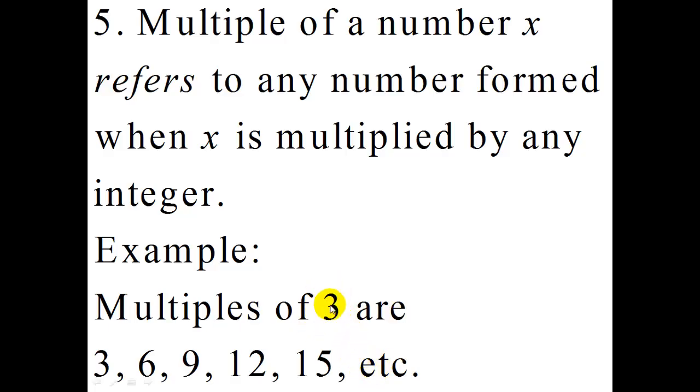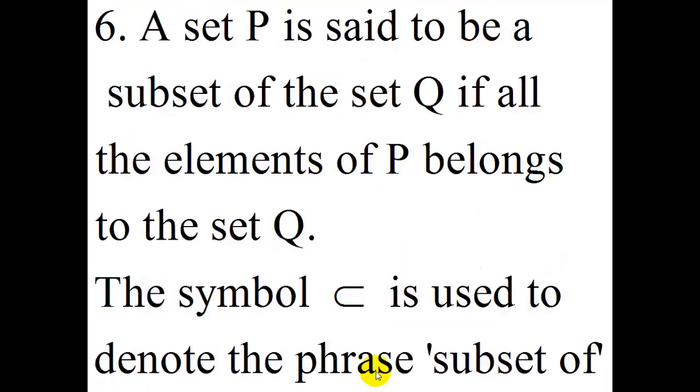Now when we multiply the number 3 by 1, we have 3. When we multiply 3 by 2, we have 6. By 3, we have 9. By 4, we have 12. And when we multiply 3 by 5, we have 15. When we multiply 3 by 6, we also have 18. Now the multiples of 3 are 3, 6, 9, 12, 15, etc.